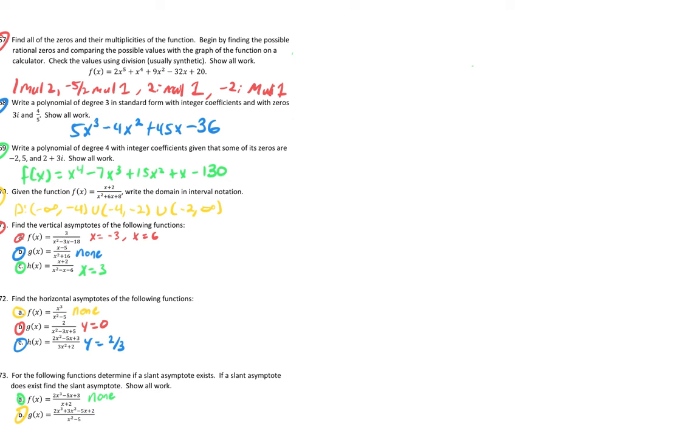Part B, similar thing, we're going to look at the power of the numerator, which is 3, and the power of the denominator, which is 2. So there's a potential slant asymptote here. We're going to have to divide it out to see if one exists. So x squared minus 5 divided by, oh no, we'll just lower that.